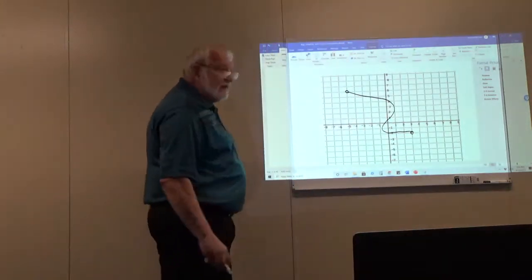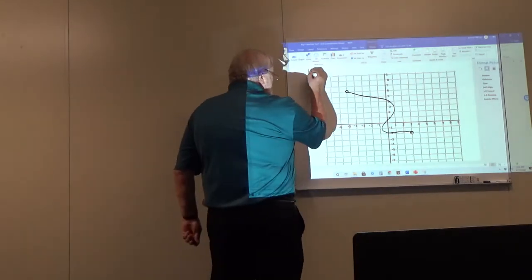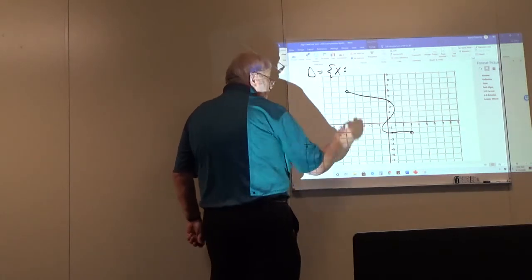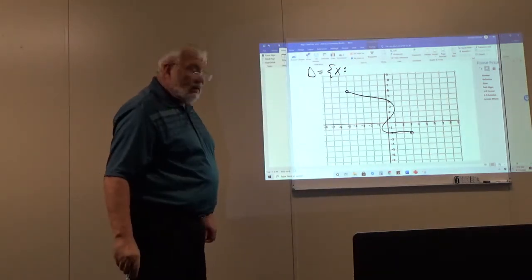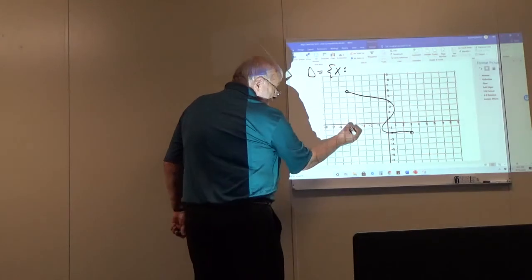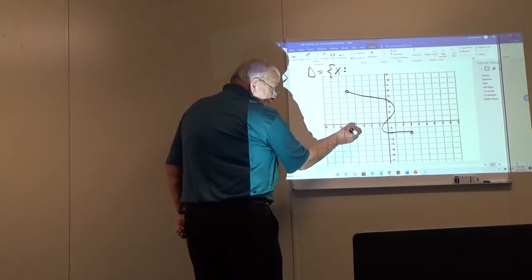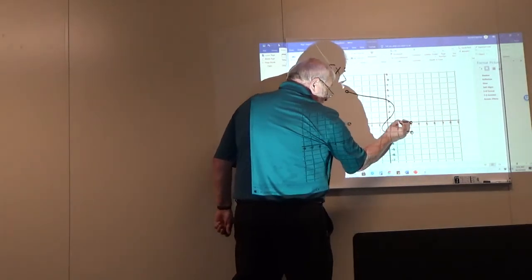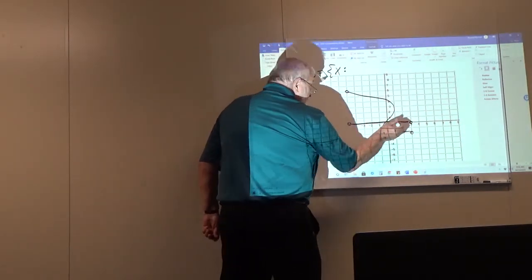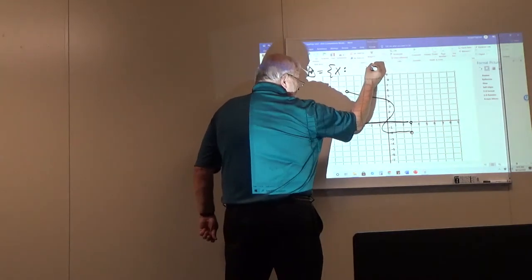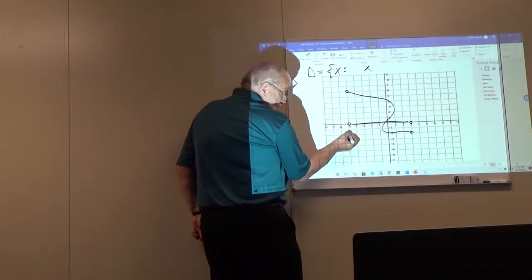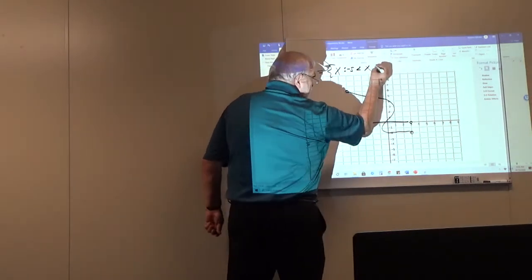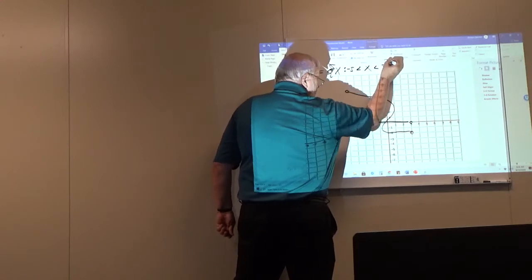Let's say that I have something that goes like this. Now, what is the domain of this function? In this case, the domain, the last part is here, but it's open. And this one is here, and it's open. So the domain is such that x is greater than -5 and less than 3.